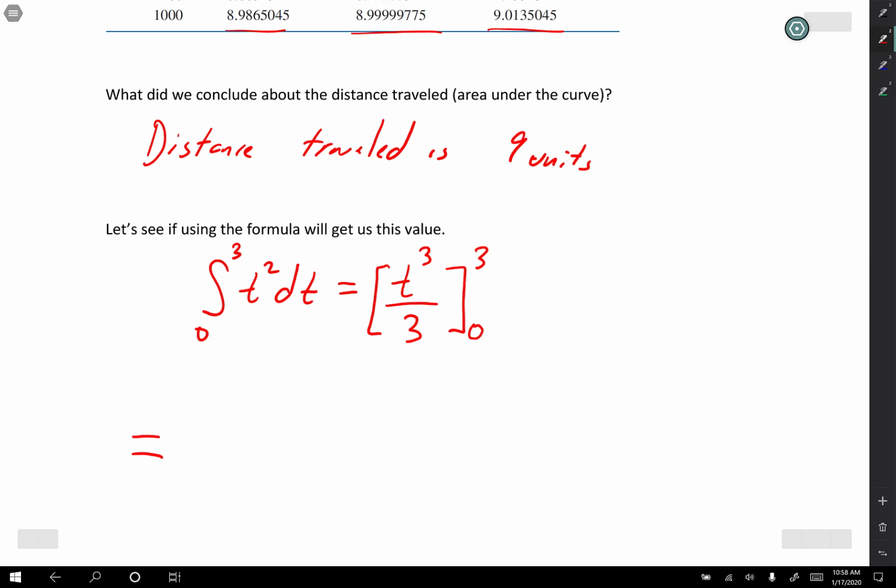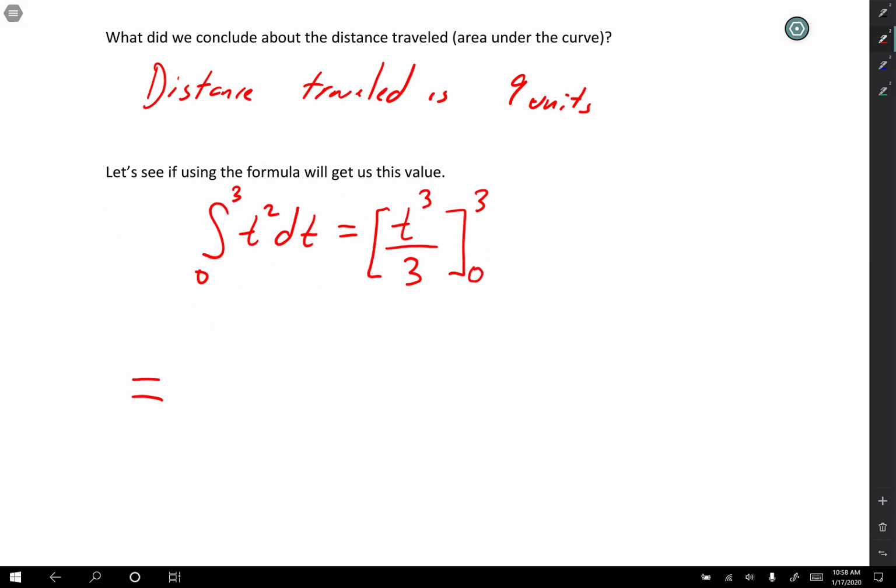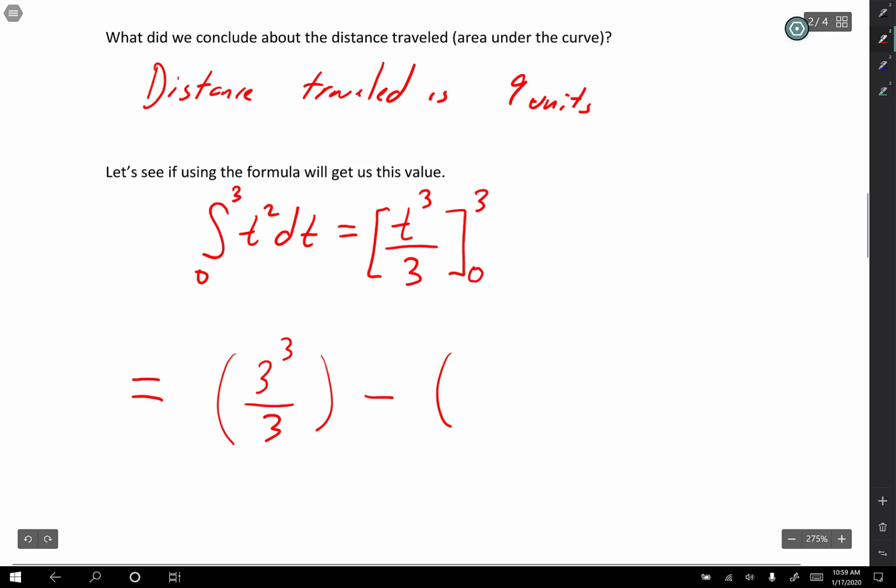Make sure there's no linkage errors or anything like that. And I do upper minus lower, the same expression. So here it is. Parenthesis 3 to the third divided by 3, close, minus lower, 0 cubed divided by 3, close. I know that 0 cubed divided by 3 is 0, but I'm doing this for habit, because if the lower limit was a 1, I would have put a 1.